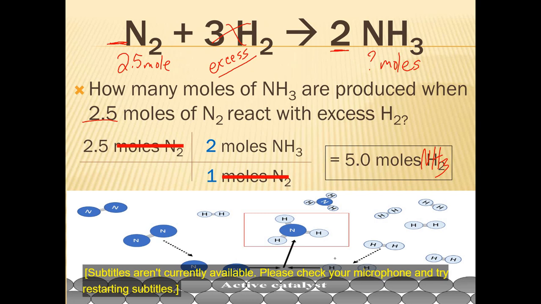Okay, that's what happens when you copy paste. The moles of nitrogen goes out, and we end up with how much we can make. Okay, just like a recipe, I can now know how many moles of ammonia I can make.